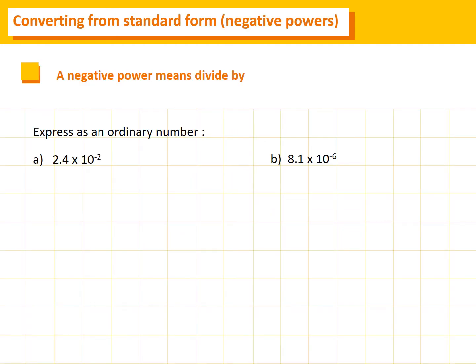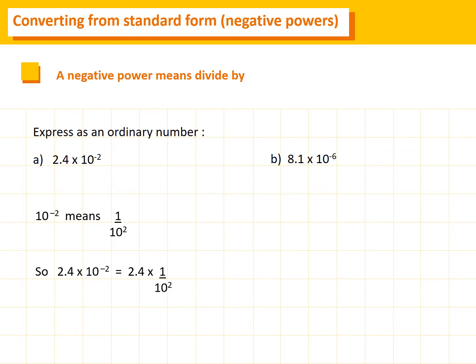Here are two examples of numbers in standard form, and note the negative powers. We really need to understand what a negative power means. 10 to the power of negative 2 means 1 divided by 10 to the power of positive 2. Note the negative power does not make the number negative. It just means 1 divided by.